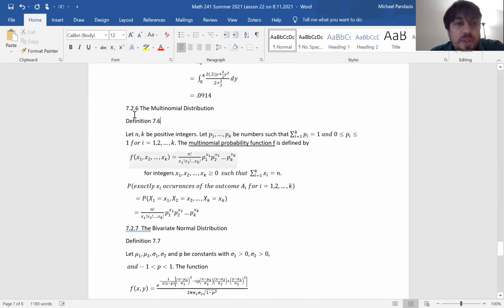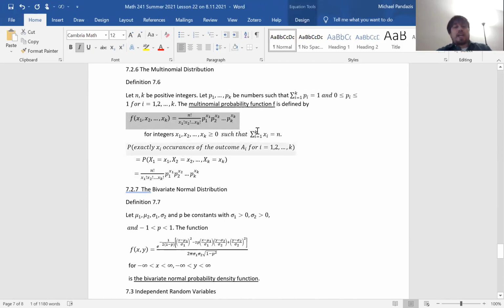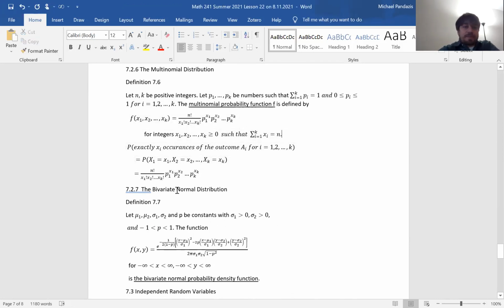This is section 7.2.6, the multinomial distribution. Again, we're almost done. Let n and k be positive integers. Let p1 to pk be numbers such that the sum of those p's is 1 and each p is between 0 and 1 inclusive. The multinomial probability function f is defined by this function, for integers x1 to xk greater or equal to 0, such that the sum of the x values is n. Okay, so this is a probability function.